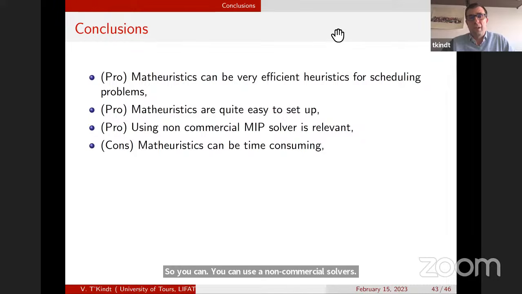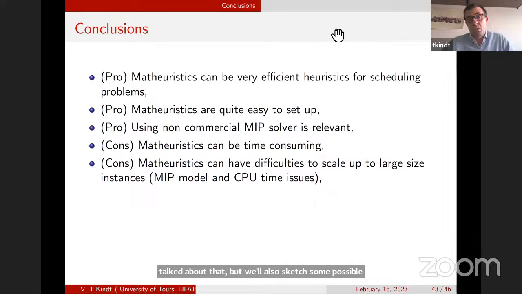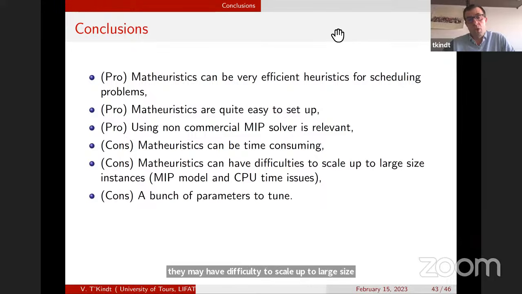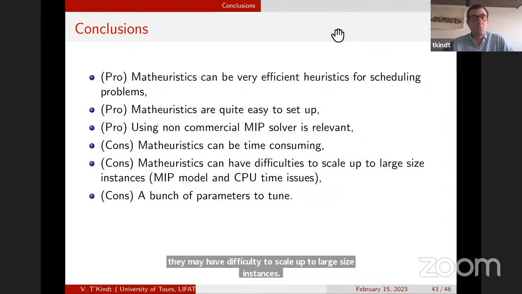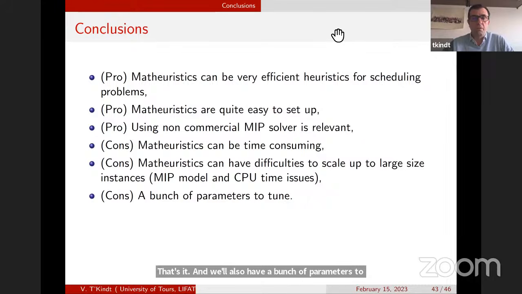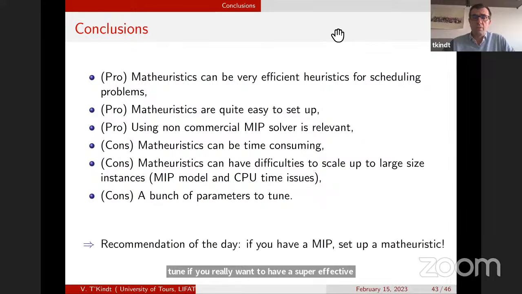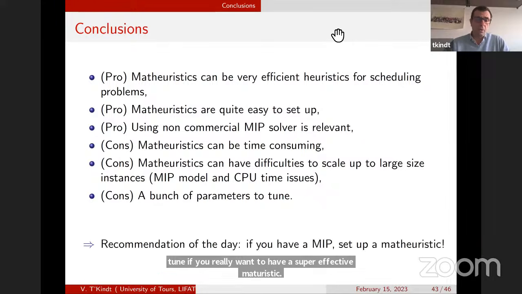The cons, well, it can be time-consuming. We've talked about that, but we'll also sketch some possible ways of improvement. So the consequence of the time requirement is that they may have difficulty scaling up to large size instances. That's it. And we also have a bunch of parameters to tune if you really want to have a super effective matheuristic.